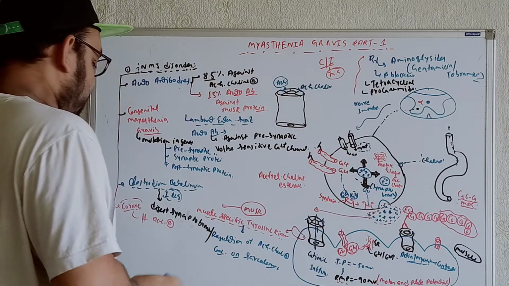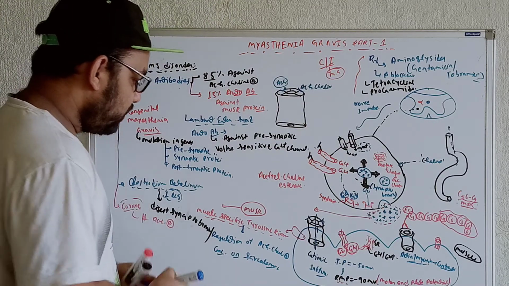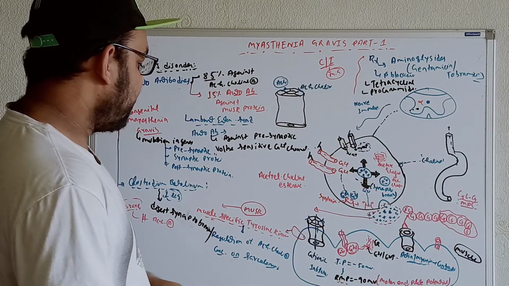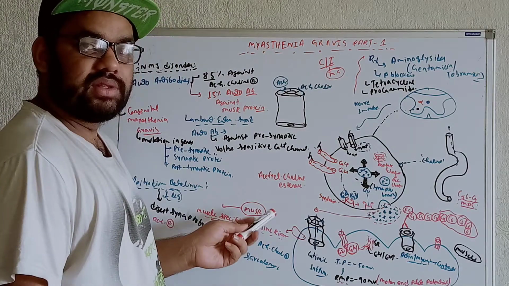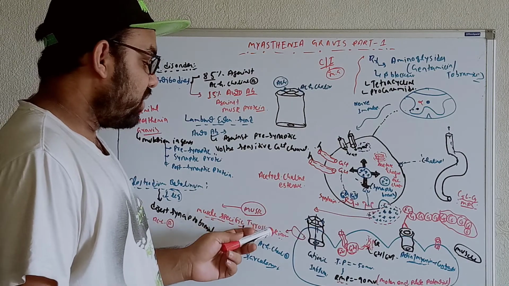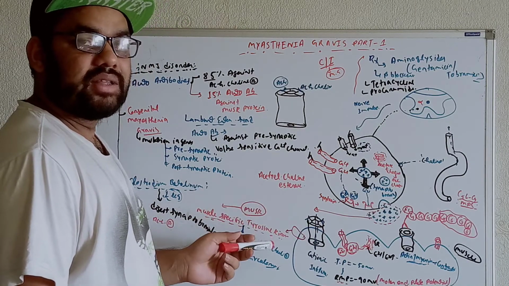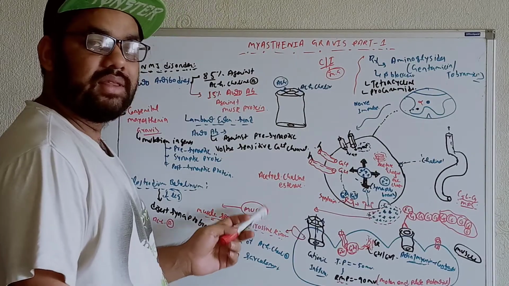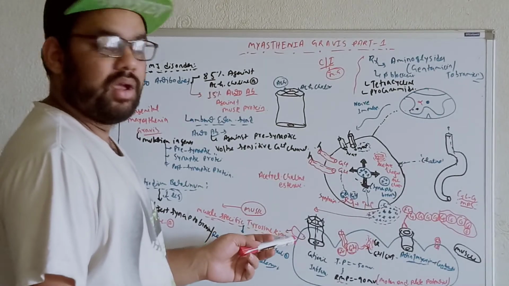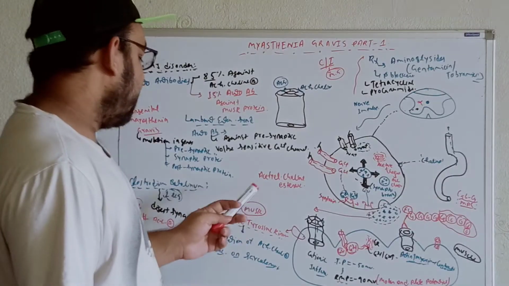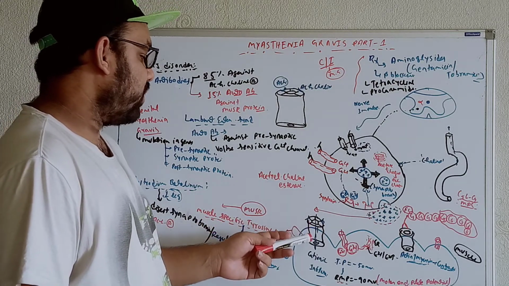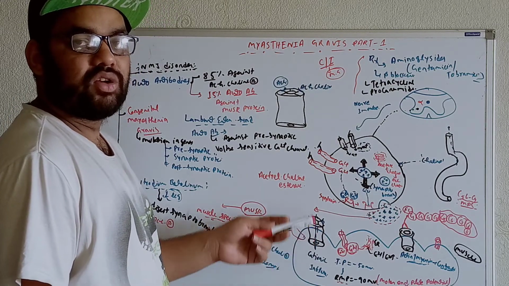Now we have to keep focus on the MuSK protein, that means muscle-specific tyrosine kinase. The MuSK protein will regulate the concentration of acetylcholine receptors on the sarcolemma. Now, for whatever reason, if the MuSK protein is dysfunctional, the concentration of acetylcholine receptors on the sarcolemma will be reduced.